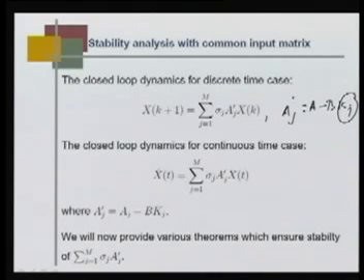k j is the associated state feedback for the jth linear subsystem. Similarly, the closed loop dynamics for the continuous time case is exactly this, where A j dash is A j minus B k j. We will now provide various theorems which will ensure stability of this quantity. That is, this can be written as A bar x k, and this can be written as A bar x t. So, if A j dash are stable, can I say A bar is stable?